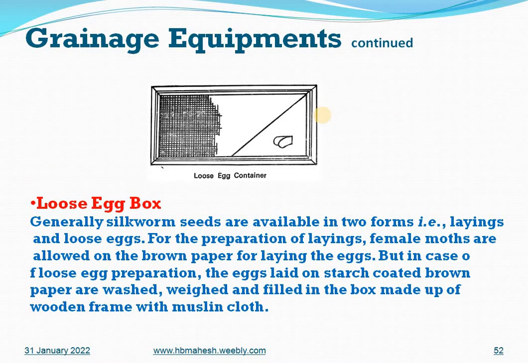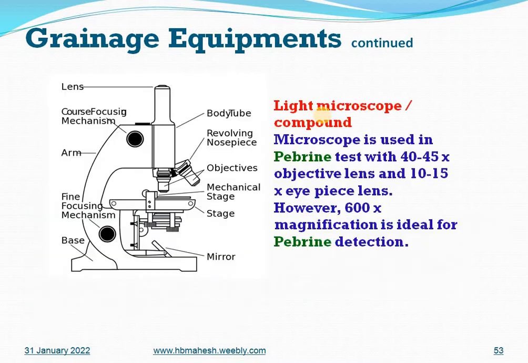Generally, silkworm seeds are prepared in two forms, that is layings and loose eggs. For the preparation of layings, female moths are allowed to lay eggs on the brown paper. But in case of loose egg preparation, the eggs are laid on starch coated brown paper, later washed, weighed and filled in a box made up of wooden frame with muslin cloth. This is the loose egg box.